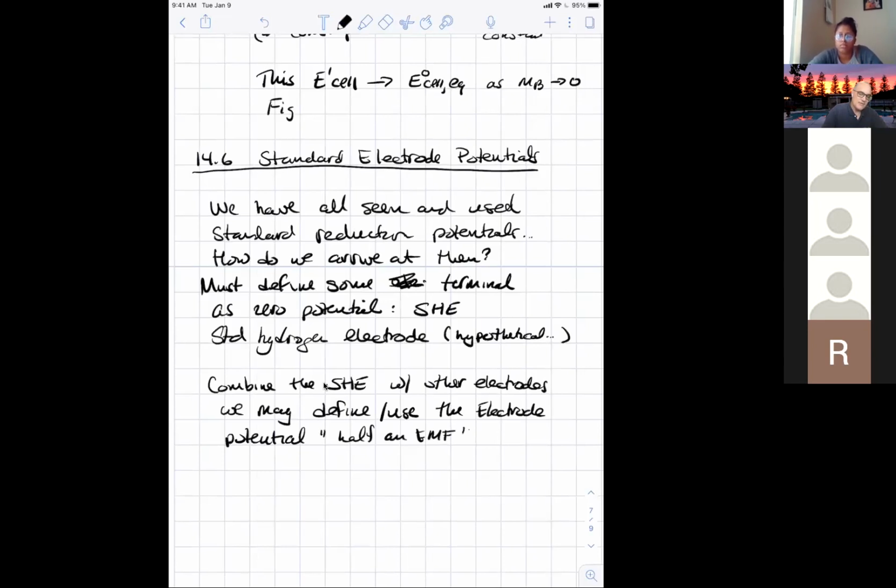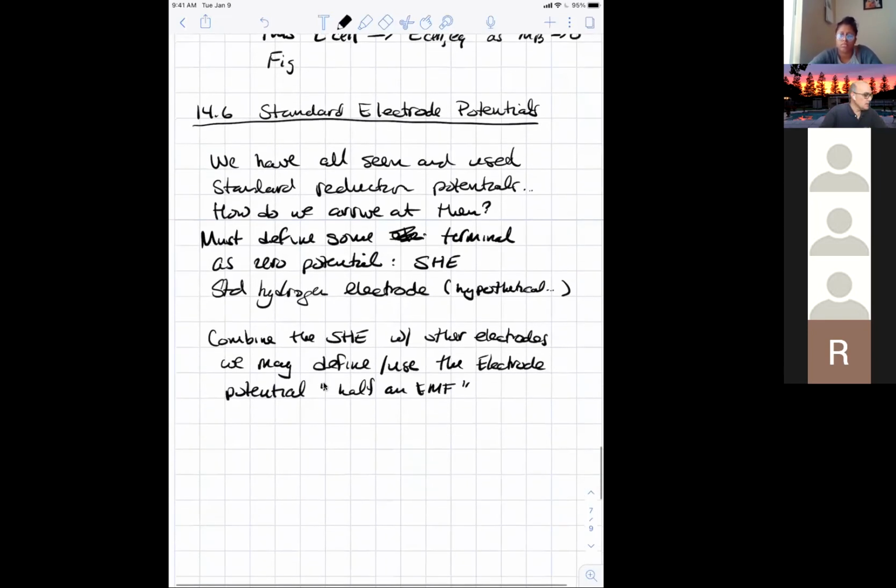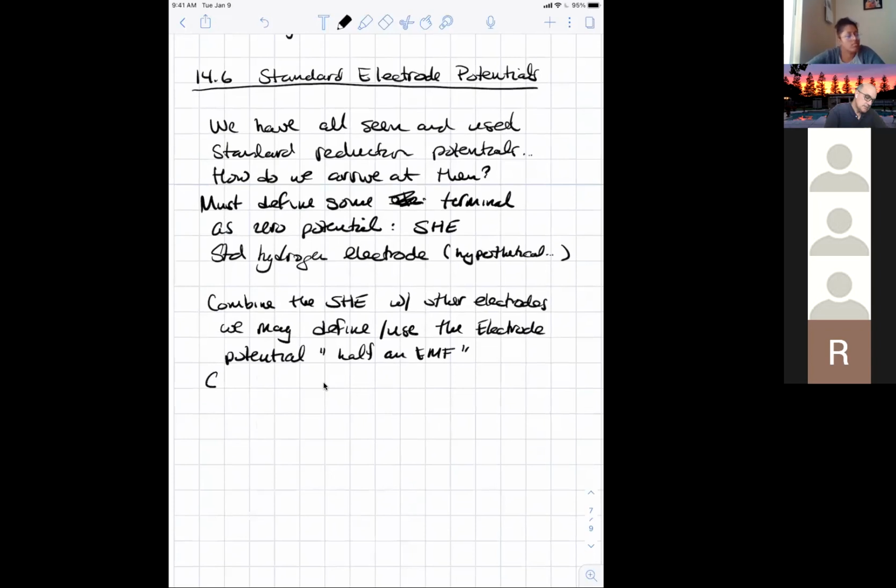Which is really just half a complete EMF. Okay, so how do we do this? What if we are given a standard hydrogen electrode, an electrode 1, which we're going to call EL for left, another electrode, which we're going to define as ER for the right.